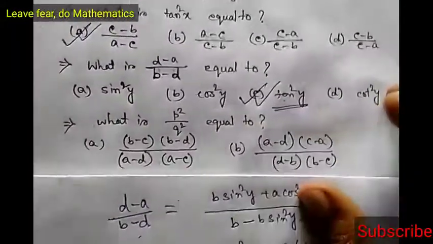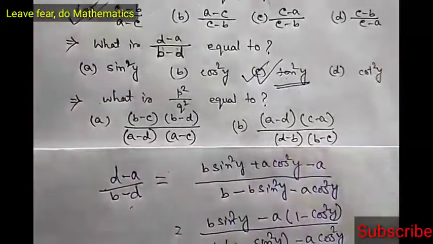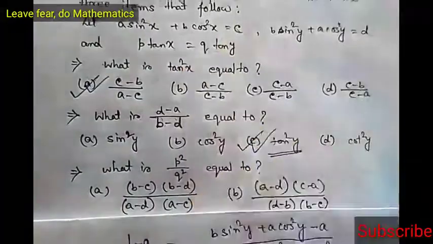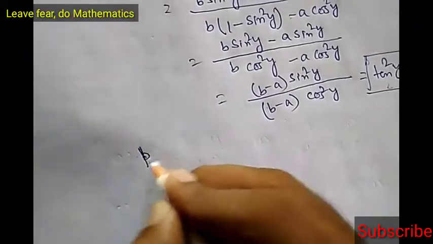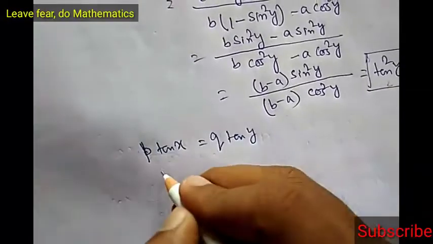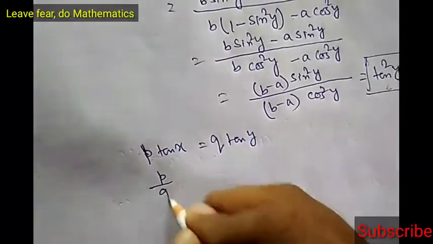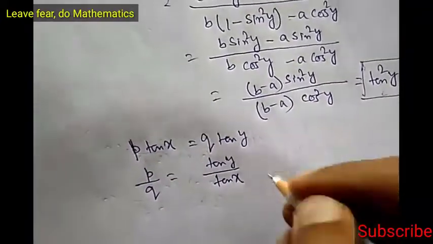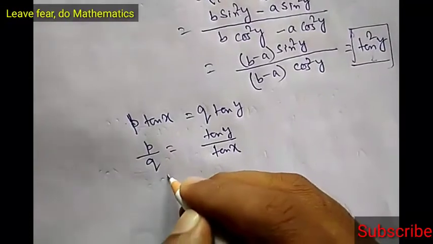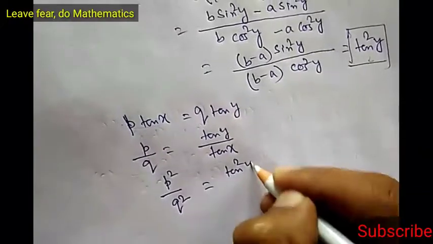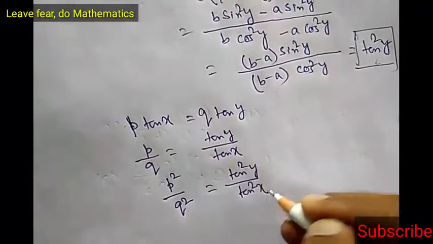Now let us move to the next problem. What is p square over q square equal to? Now we will use this identity, p tan x equals q tan y. So we can write this as p over q equals tan y over tan x. Now squaring both sides, we will have p square over q square equals tan square y over tan square x.